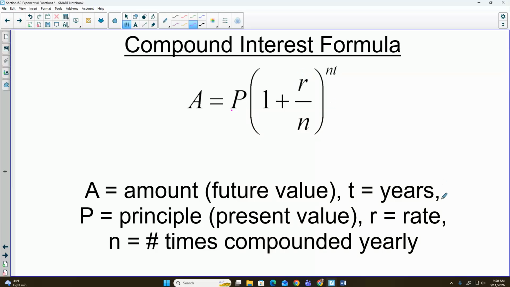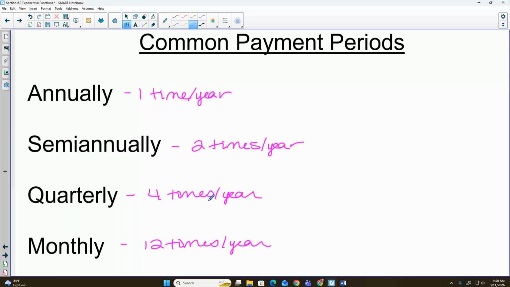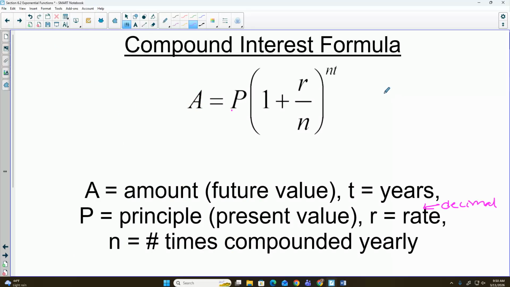R is your interest rate. That always has to be in decimal form. So if I said 15% was my rate, what would I put into my formula? 0.15. N is the number of times we compound yearly, which was what we were talking about over here. And T is our time, but it has to be in years. Okay, so if I tell you my time is 24 months, you wouldn't plug in 24, what would you put in? 2 for 2 years.